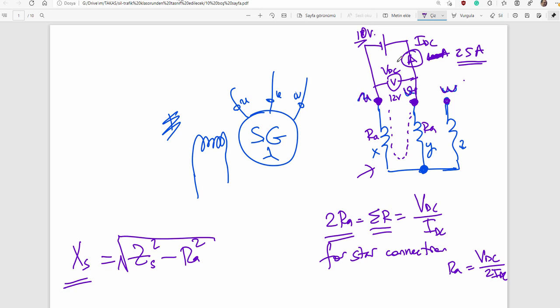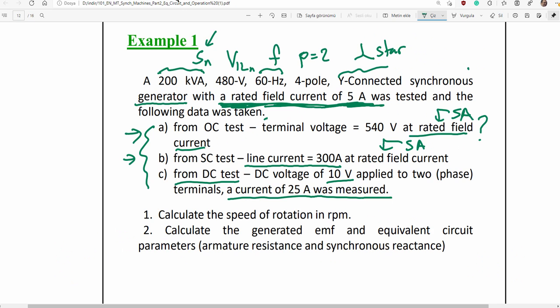Now, as you see, you can calculate armature resistance from that DC test. Calculate the speed of rotation in RPM. That is very easy. And then calculate the generated EMF and equivalent circuit parameters, armature resistance, and so on. Okay, let's start somewhere.